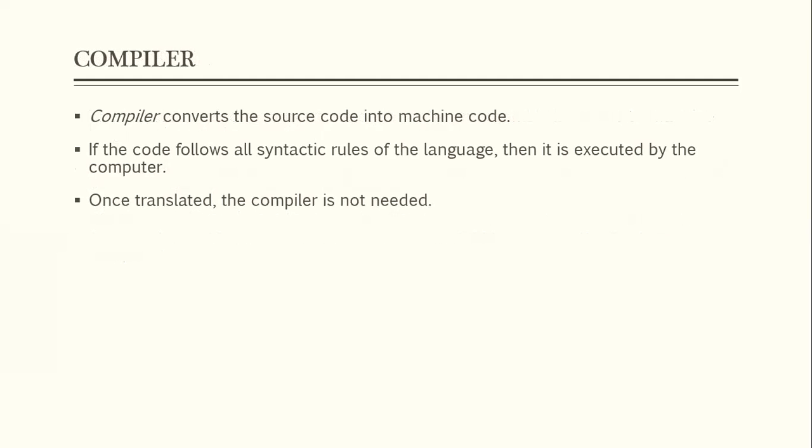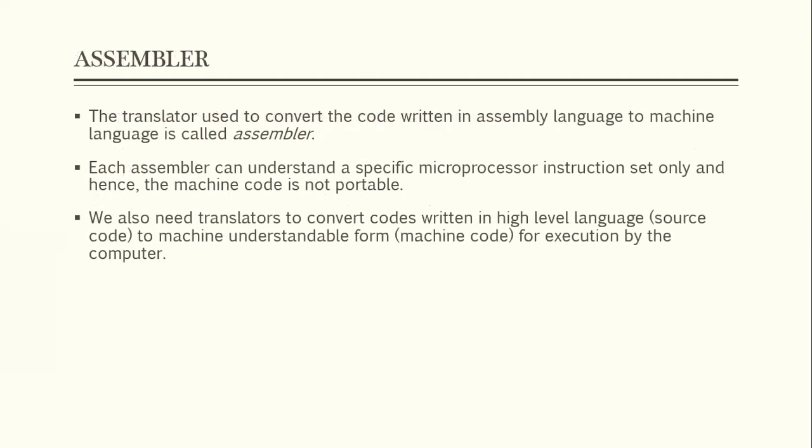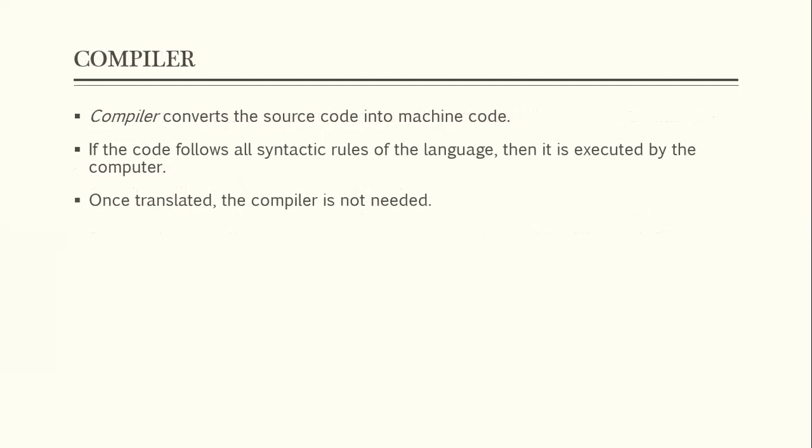Now, what does a compiler do? We had assembler, which was translating information from assembly language to machine language. We have compiler, which compiles the source code to object code. And how does it compile? It will check the code for syntactic errors. Syntactic means all the rules of the language. If all the rules of the language have been followed, another copy of the code will be made, which is in machine language.